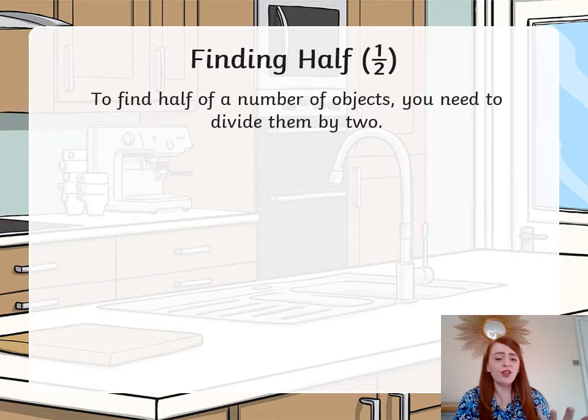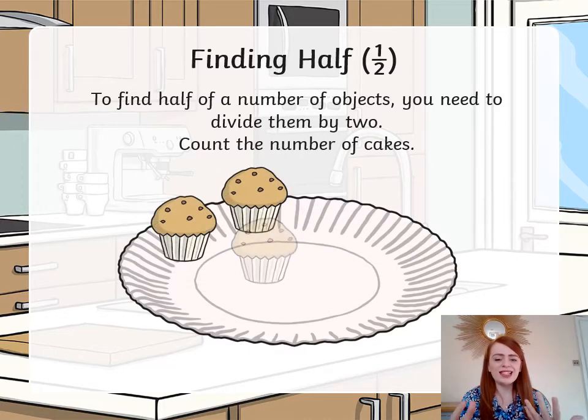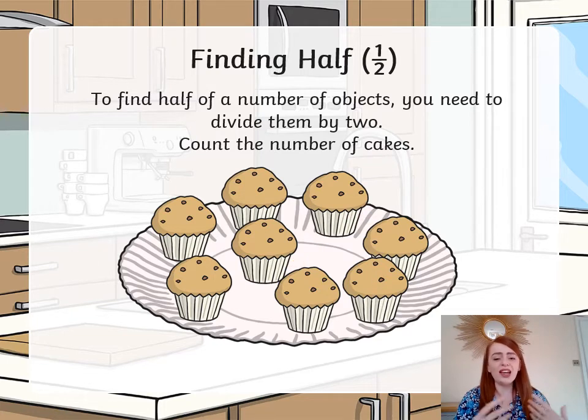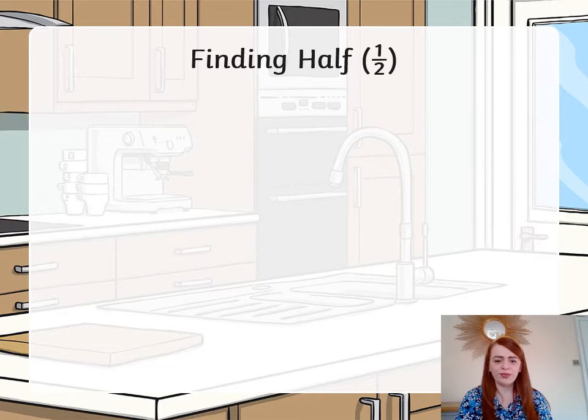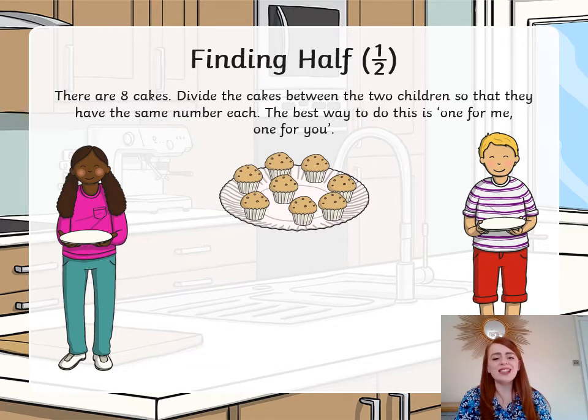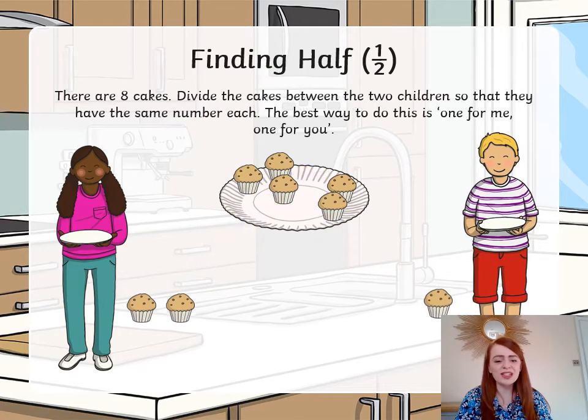Remember that to find half of a number of objects, you need to divide them by 2. And we've got an example here, and this was again in our last slides. We're just really jogging our prior knowledge. So here we've got 8 cupcakes, and we want to find half of this group. And we're going to divide them between 2 children, and hopefully you remember as well that we said the best way to do this was 1 for you, 1 for me, and sharing them out 1 at a time. And here we go, we've got the demonstration now that shows us this.